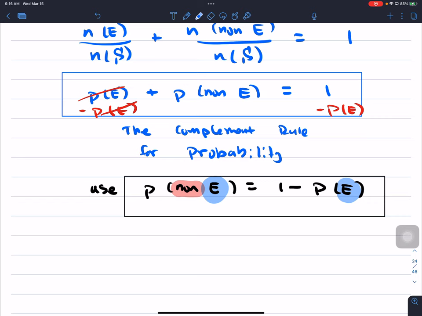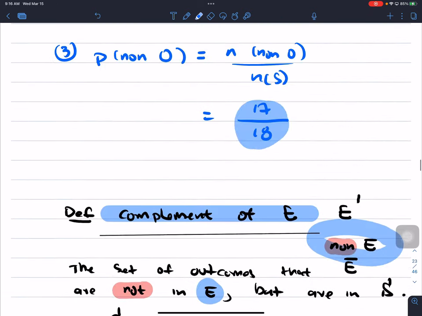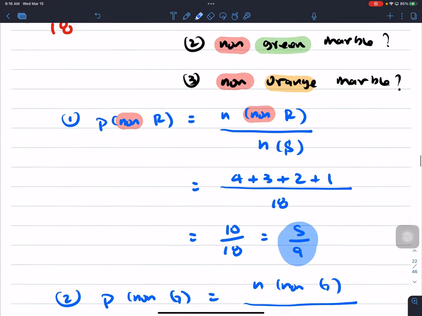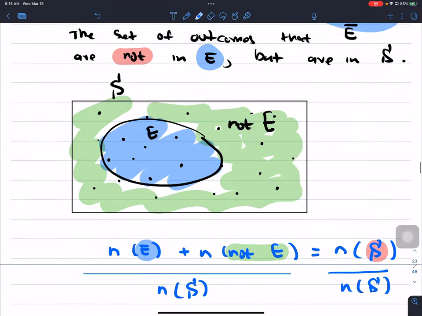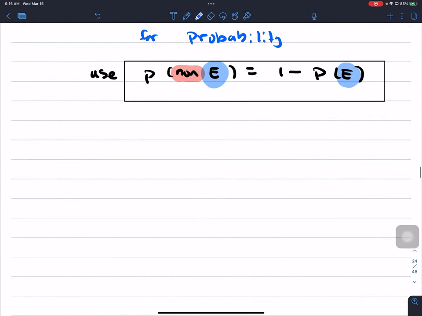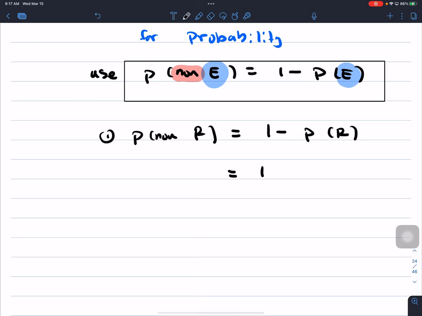Okay, so let's verify this. You say, what do you mean? Remember this bag of marbles? And they say, what's the probability of selecting non-red? We're going to do that again, but this time we're going to use the complement rule. So question one, the chance of selecting a non-red marble is going to be found by taking 1 minus the probability of selecting what? Red. The work you do is on the right-hand side here.